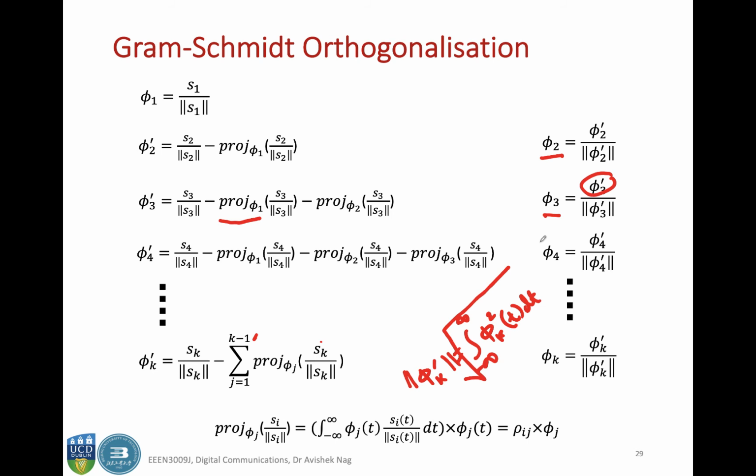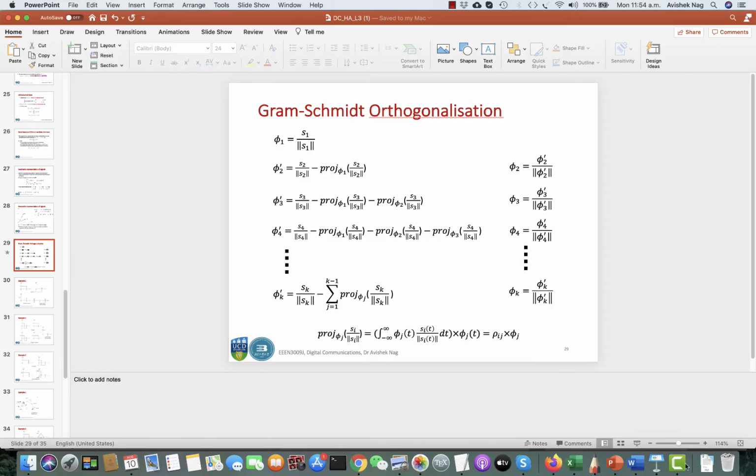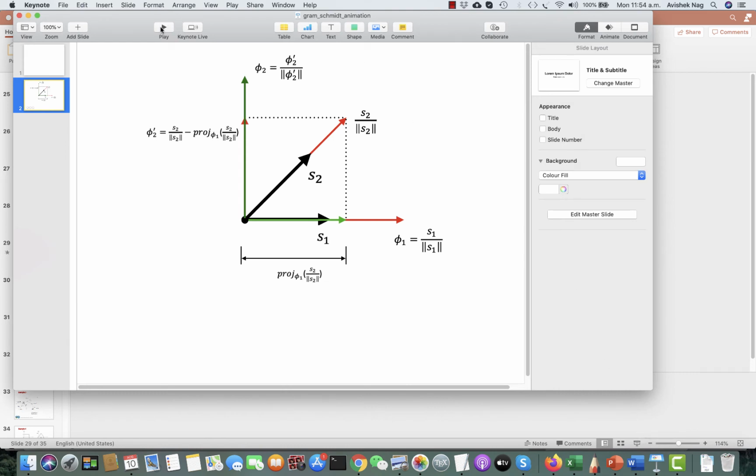Okay, now let me explain this from a vector perspective, like what is happening. So basically in the Gram-Schmidt procedure, let's say you have a vector, you have a signal S1. Let's take the example of two signals S1 and S2, and let me explain diagrammatically through this animation what is happening from a vector's perspective.